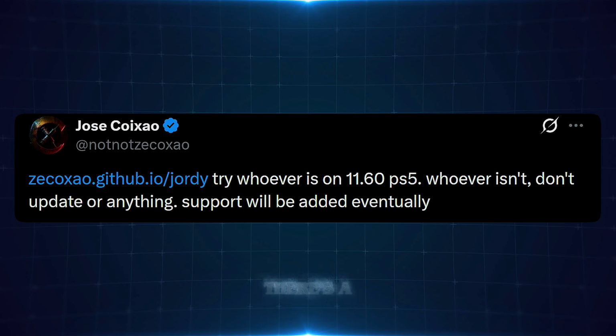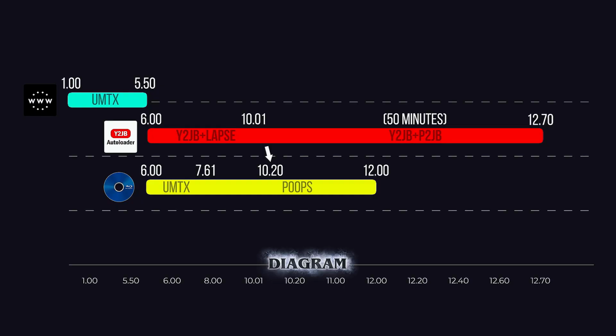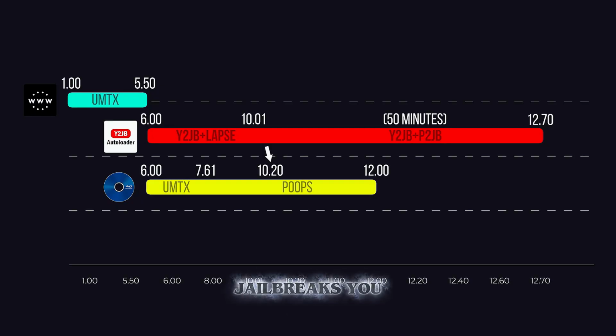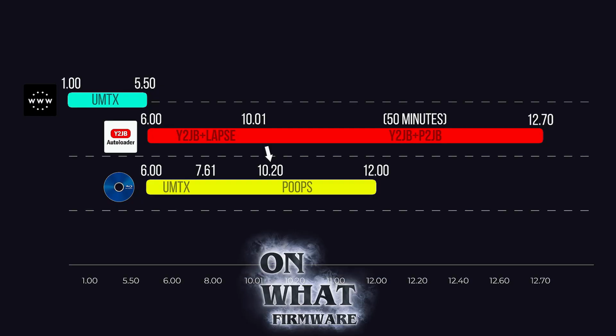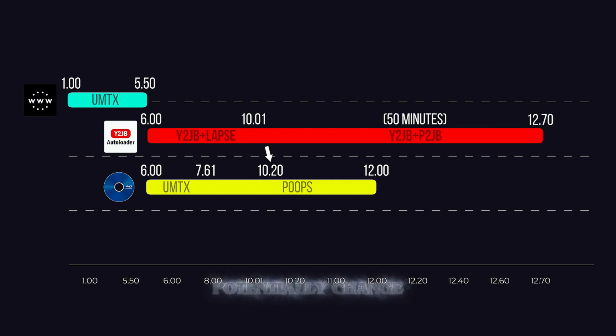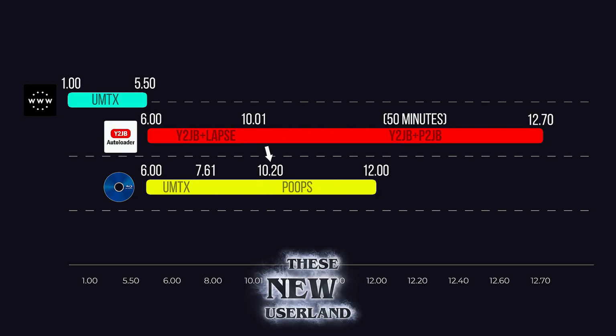But so far it looks like there's a good chance it should work up to the latest firmware 13.60, which is awesome. Let's take a look at my little diagram on what different jailbreaks you should consider using depending on what firmware you're on, and how this could potentially change things with these new Userland exploits.